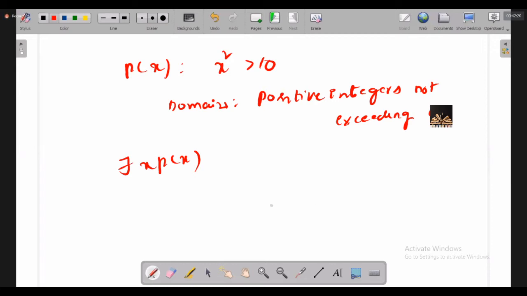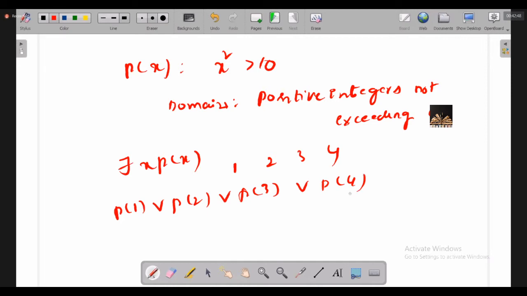Okay, it is like a disjunction. What are the possible values? Positive integers not exceeding 4. So the possible values are 1, 2, 3, 4. P of 1 or P of 2 or P of 3 or P of 4.